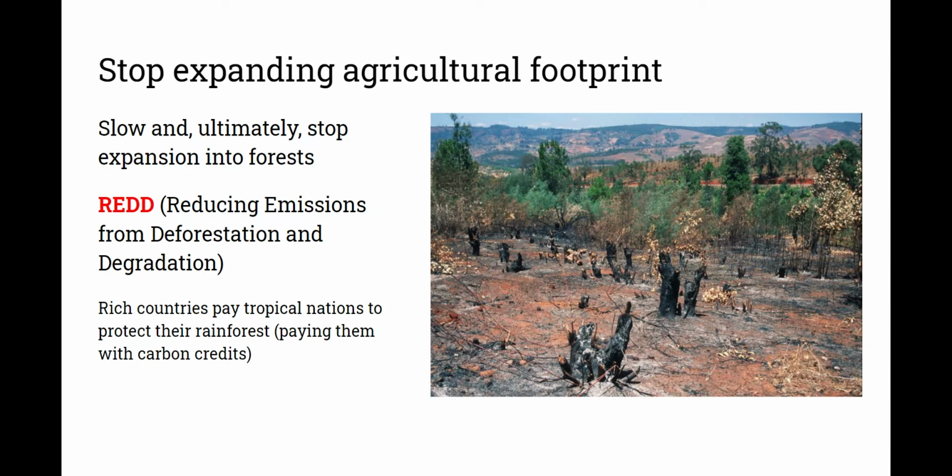So an important solution to a cultivated planet is to slow and ultimately stop the expansion of agriculture into forests. And there's a really big program called REDD, which stands for Reducing Emissions from Deforestation and Degradation. It's this really big kind of environmental health project in which countries that are higher socioeconomic status pay countries that have a lot of tropical forest to basically protect their rainforest. So they are paid to preserve the forest instead of selling it to agriculture. And there's been a lot of research that's come out recently that suggests that this is an approach that's working.